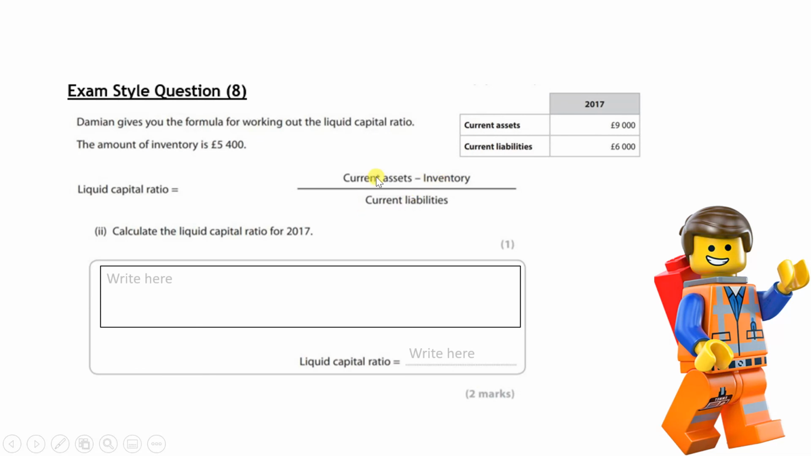You've got to work that sum out first. So that is the £9,000 minus, I won't give it all away, you can work out that other figure. And once you've got that first equation answer, you then divide it by the liabilities. That will give you your liquid capital ratio, and you put the number as a ratio in the box below.